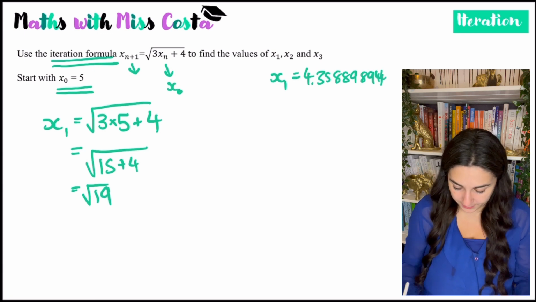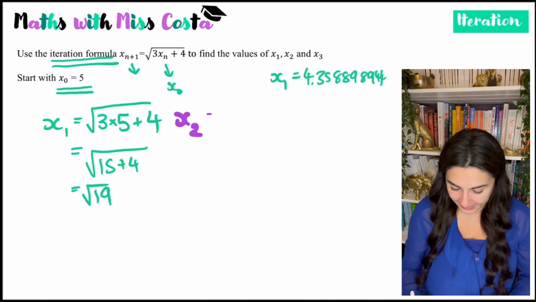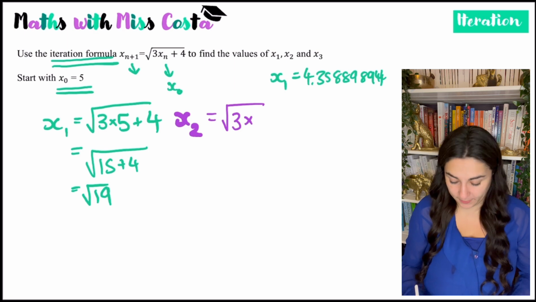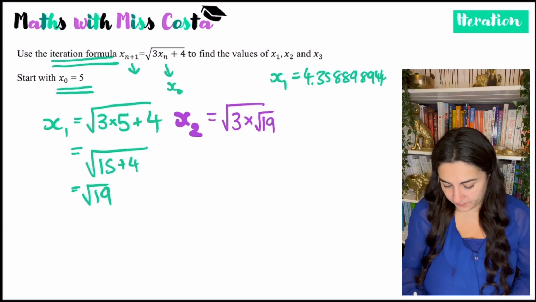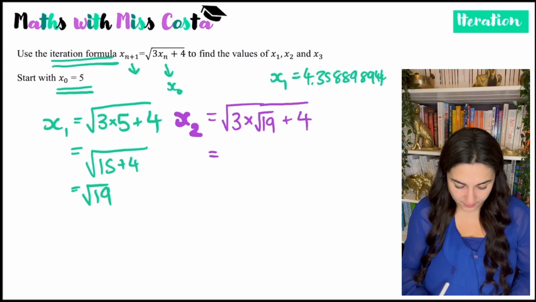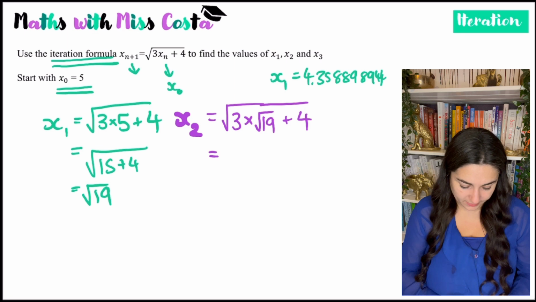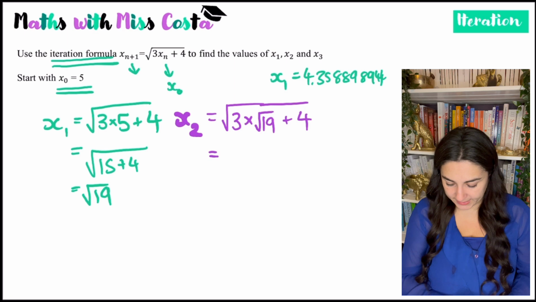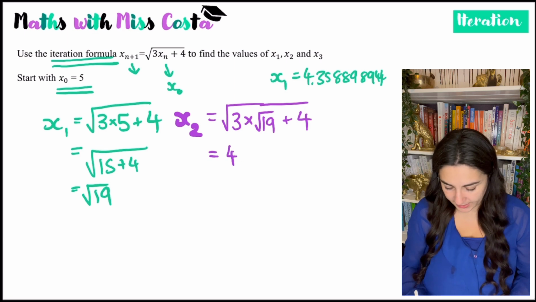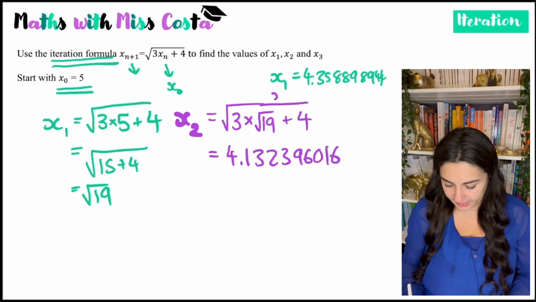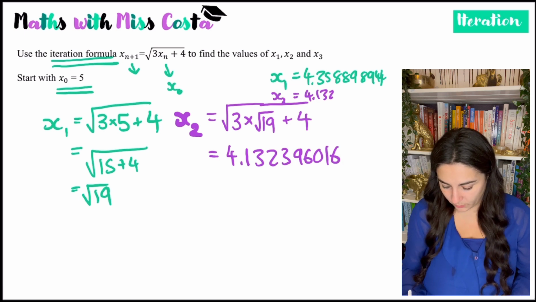Okay, then I'm going to work out x2 by plugging exactly that in. So I'm going to say 3 times, and actually I could keep it as the square root of 19 so I don't have to type out that long decimal, plus 4. So let's work out what 3 times the square root of 19 is, plus 4, and then I just do the square root of the answer. So that would be 4.132396016. So x2 is going to be 4.132396016.